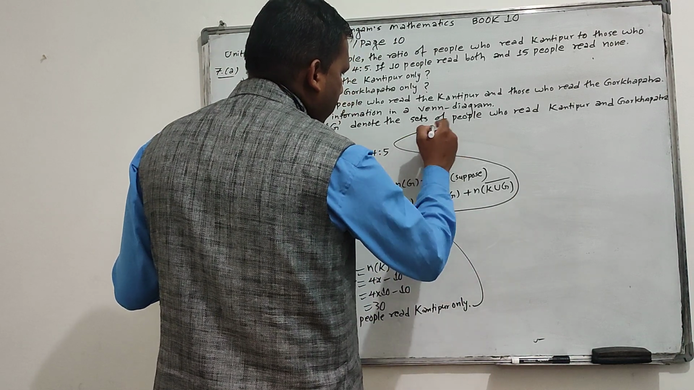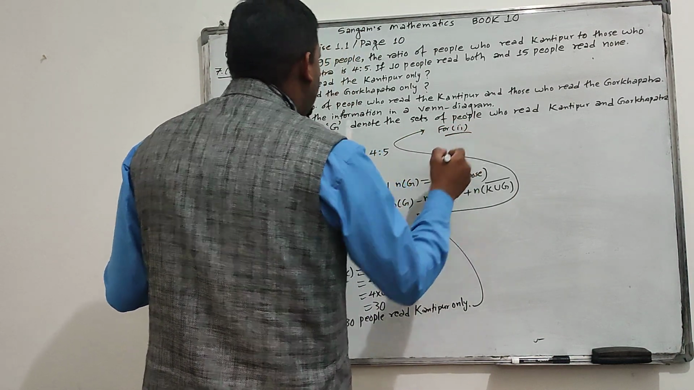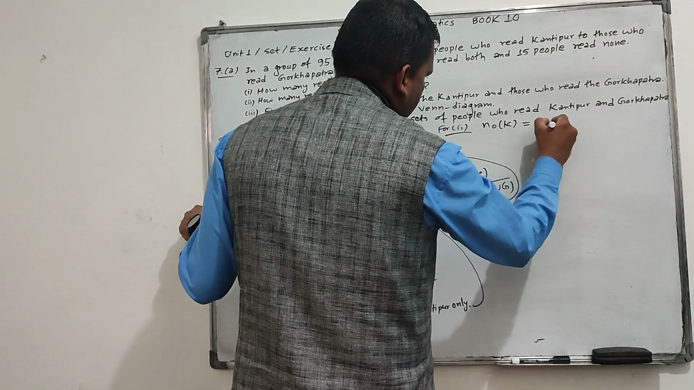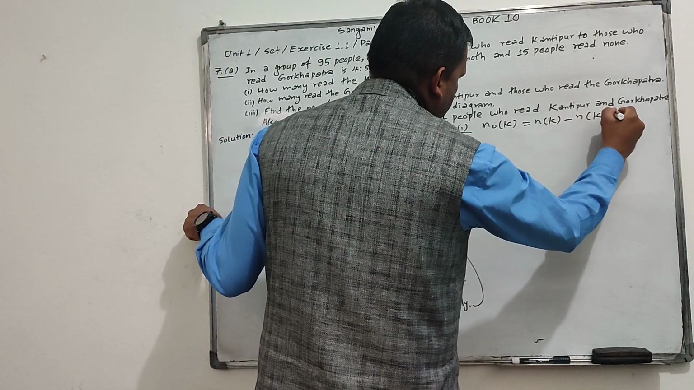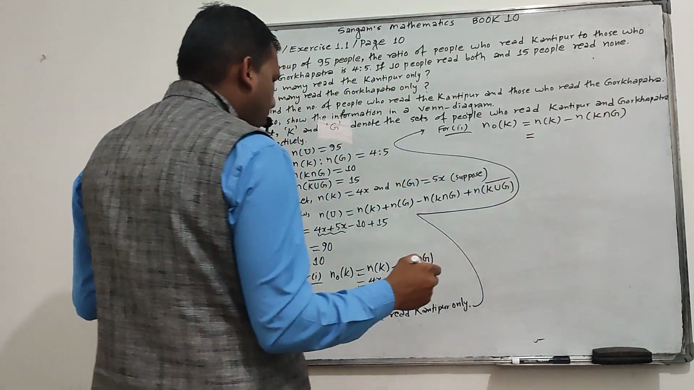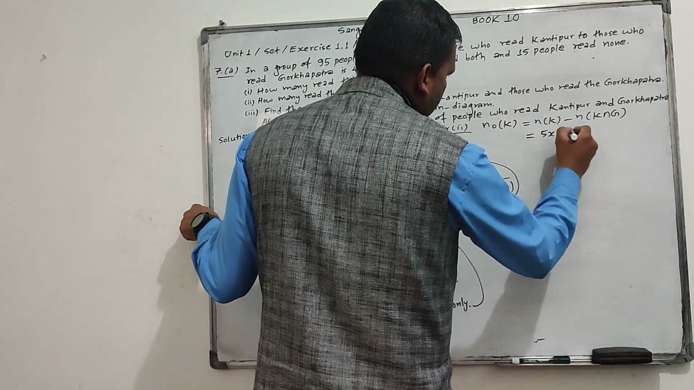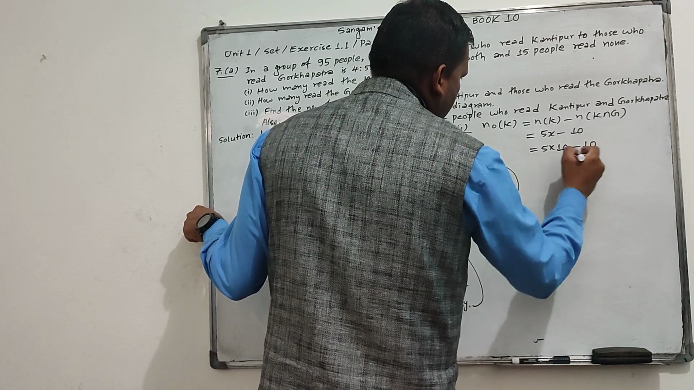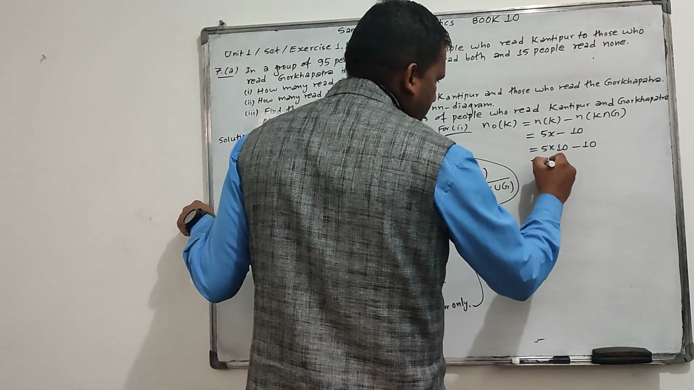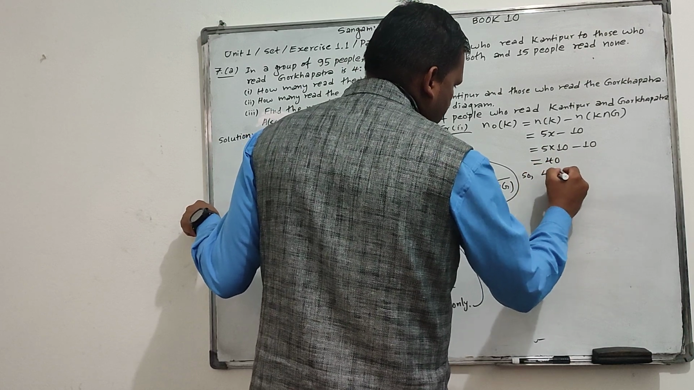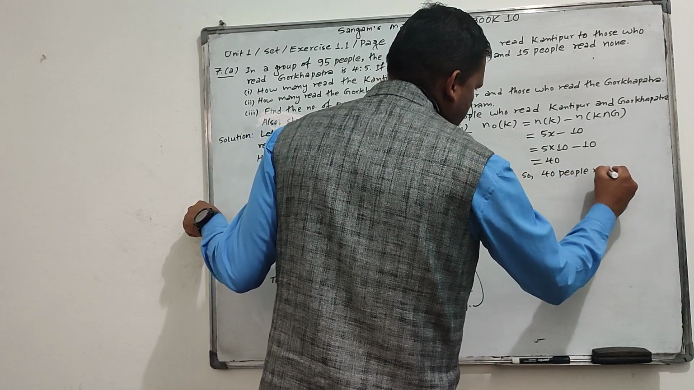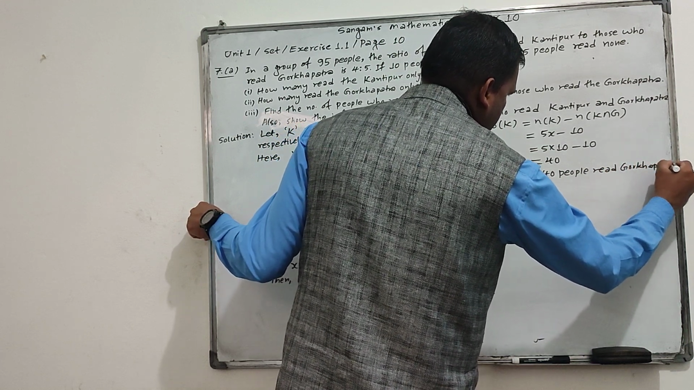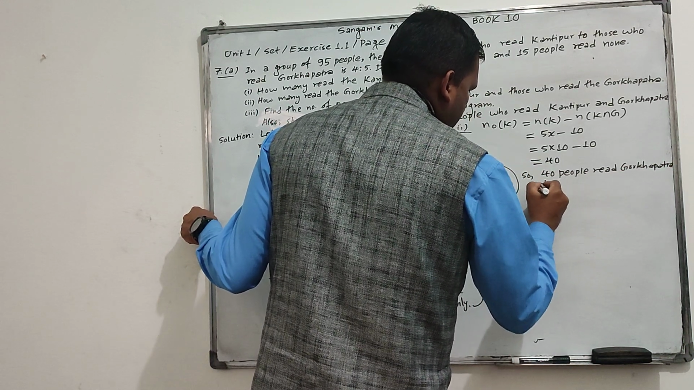Then for 2, how many read Gorkhapatra only? That is n naught G equal to number of G minus number of K intersection G. Number of G is 5x, so 5x minus intersection part which is 10, so 5 into 10, putting the value of x, then minus 10, 50 minus 10, 40. So 40 people read Gorkhapatra only.